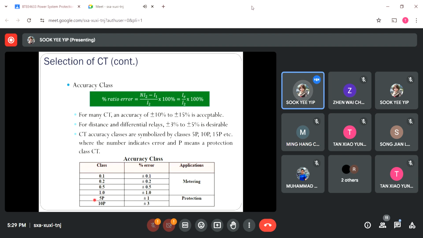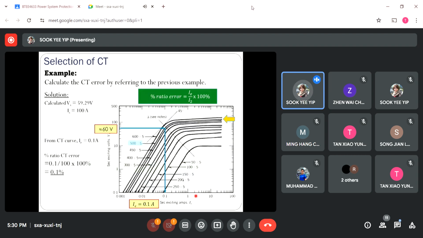In the event that you notice it is labeled with P, P indicates use for protection purposes. So these two are the protection classes of current transformers: we have 5P and 10P. 5P and 10P give us the composite error, in which 5P gives you a percentage error of plus minus 1%, and 10P gives you plus minus 3%. That is in terms of accuracy class, how you can select based on the applications.